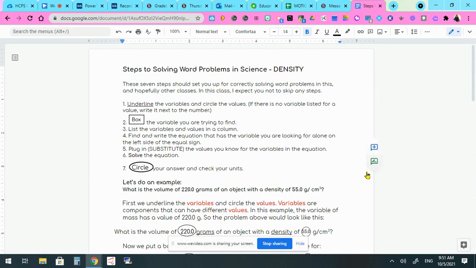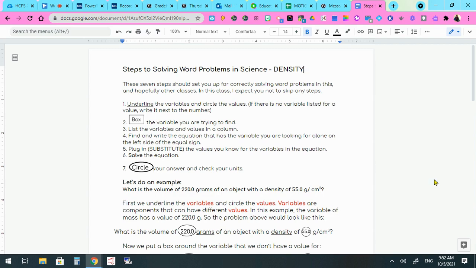underline the variables and circle the values. And if there's no variable listed for a value, write it next to the number. Number 2, box the variable you're trying to find. Number 3, list the variables and values in a column. Number 4, find and write the equation that has the variable you're looking for alone on the left side of the equal sign. And then number 5, plug in or substitute the values you know for the variables in the equation. 6, solve the equation. 7, circle your answer and check your units.